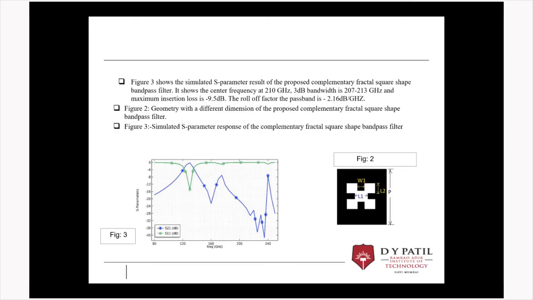The graph which we have got for the bandpass filter is figure number 3, which illustrates the S parameter response for the complementary fractal square shape bandpass filter. I got the result: the center frequency is at 210 gigahertz, the 3 dB bandwidth is 207 to 213 gigahertz, and the maximum insertion loss is minus 9.5 dB, where the roll-off factor of the bandpass is minus 2.16 dB per gigahertz.